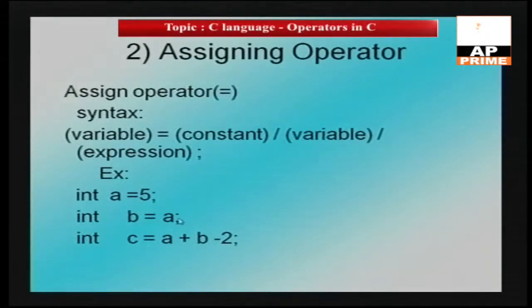That means whenever you declare a variable and want to assign or store a value, which operator is used? Equal to, assignment. You can store another variable's value, you can store a constant value, you can store an expression also. That is called the assignment operator.